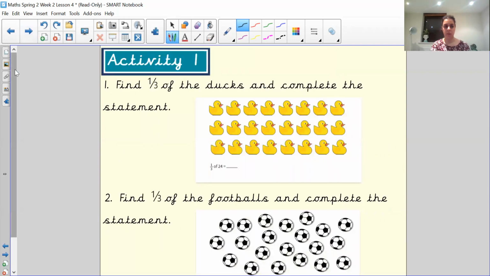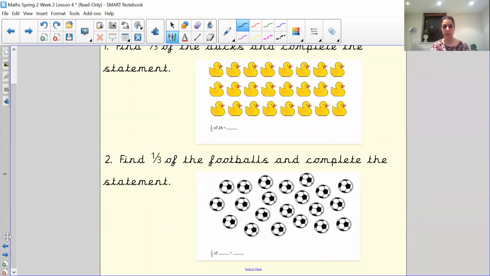Question 1 for activity 1 is to find a third of the ducks and complete the statement. So you've got ducks here. You need to count the ducks. You need to find a third of them. Remember, you can use objects around the house to share into 3 groups, or using the picture, you can just draw your lines to split them up. And then it says a third of 24. That's how many ducks you must have. You need to write down your answer.